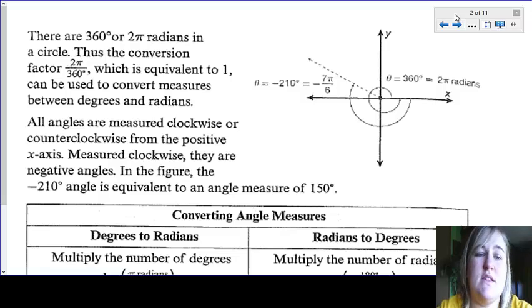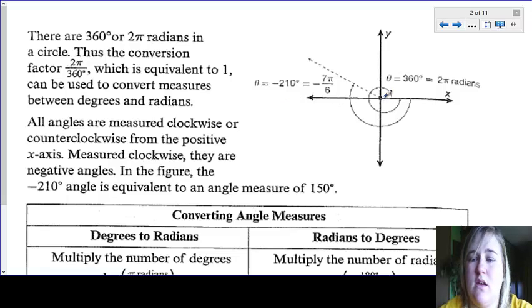There are 360 degrees or 2 pi radians in a circle. And this is one of the questions that you had on your evaluate test the other day that you would not have had any idea about. That's just a generic definition for you. 360 degrees is equal to 2 pi radians. So 1 full circle is equal to 2 pi. Okay? Thus the conversion factor 2 pi over 360, which is equivalent to 1, can be used to convert measures between degrees and radians. All angles are measured clockwise or counterclockwise from the positive x-axis.